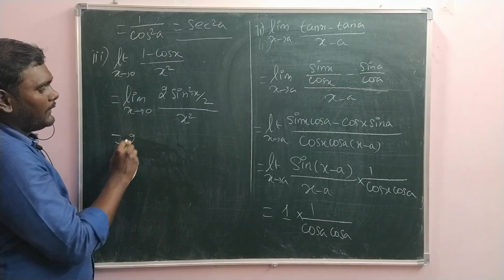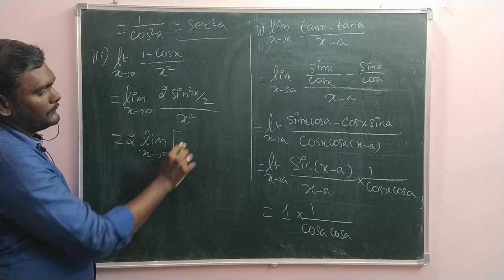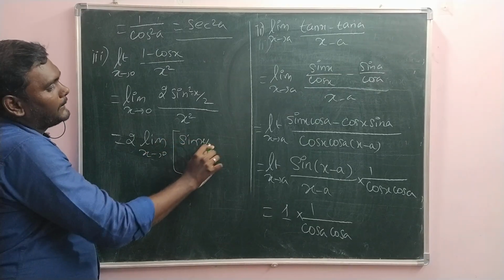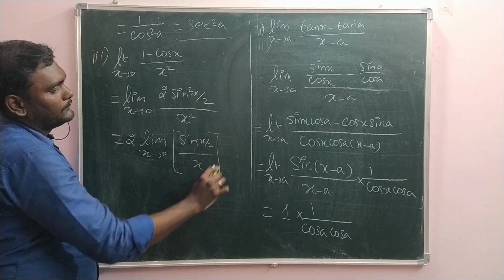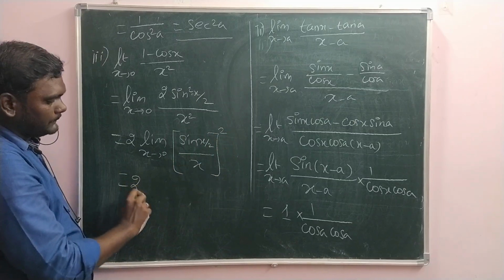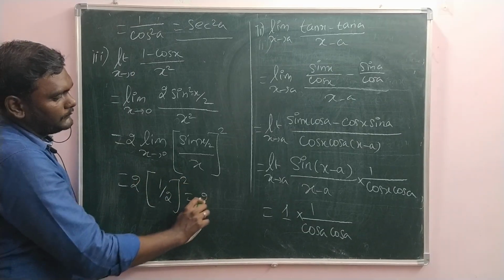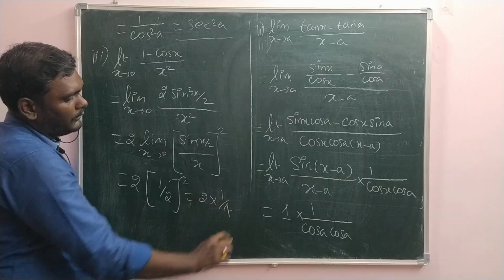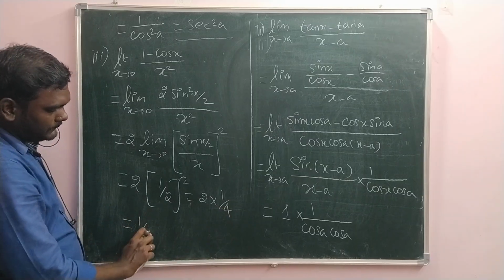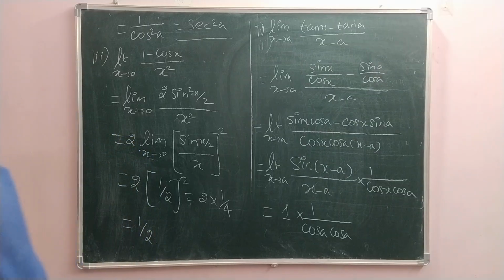Then this 2 is a constant. Limit x tends to 0, sin x by 2 by x whole square. Now this limit is what? 1 by 2 square. So 2 into 1 by 4. Answer is 1 by 2.